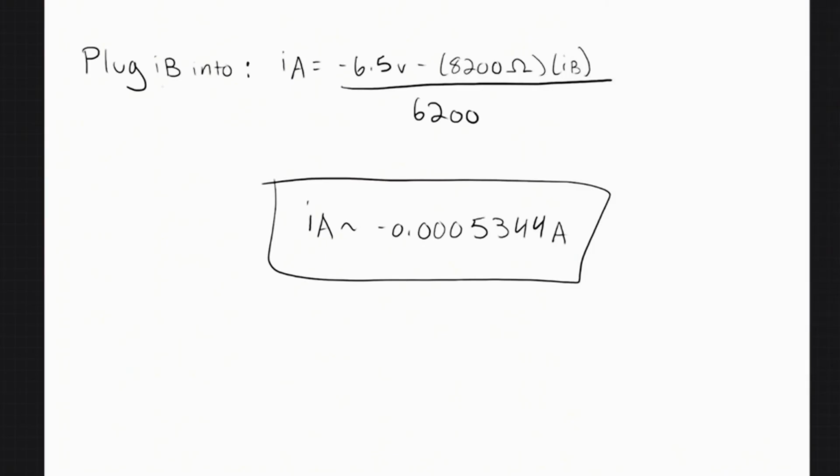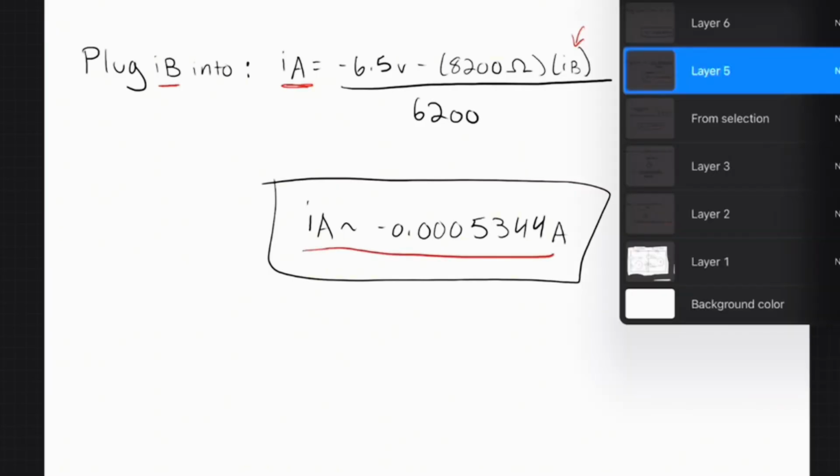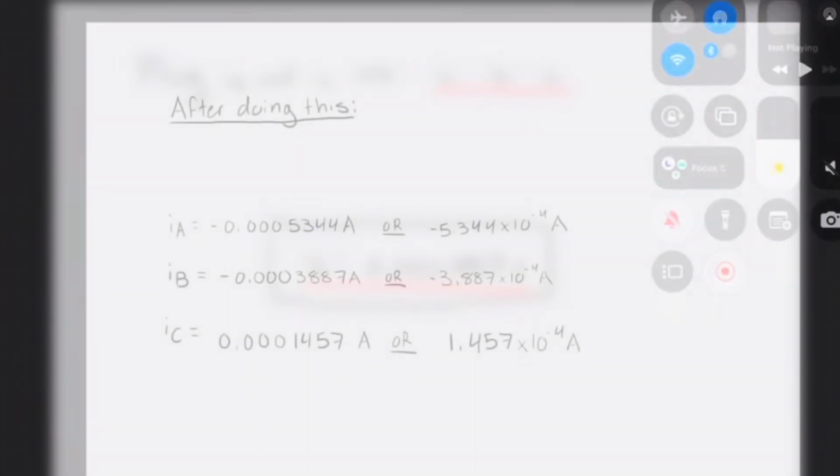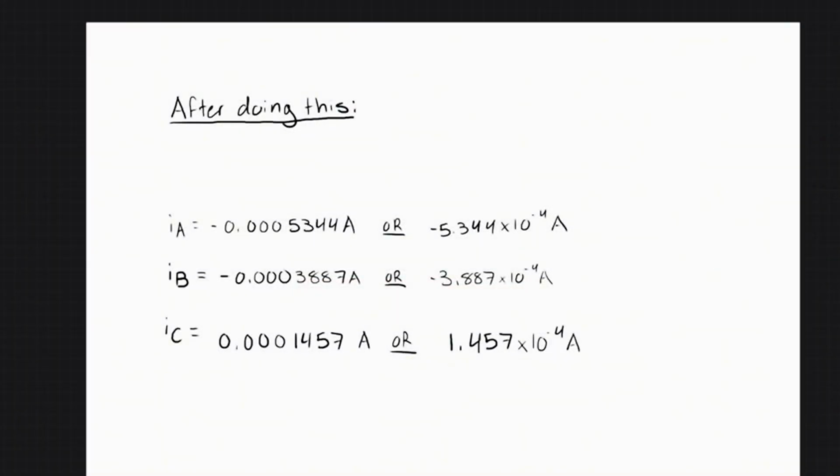Since we now have an official value for IB, we can plug it into this equation for IA to find its own value in amperes. After getting our IB and IA values, it's pretty straightforward. In order to get IC, all you have to do is subtract IA from IB, and you're left with IC equals 0.0001457 amperes. After doing this, we are left with IA equals negative 5.344 times 10 to the negative 4 amperes, IB negative 3.887 times 10 to the negative 4 amperes, and IC 1.57 times 10 to the negative 4 amperes.